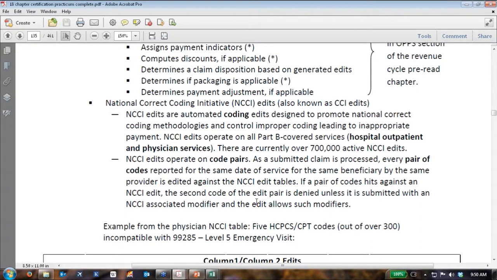And then the NCCI is a whole other set of edits that look at code pairs. We talked about medical necessity last time and how on the outpatient side, it's really codes that get edited. It's the presence of this CPT code with that ICD-9 or ICD-10 code that either makes sense or doesn't make sense. That's what the NCCI or CCI edits do. And notice there are lots and lots of those edits. Some of them are even secret. They're not even published. It's like the IRS doesn't publish the algorithms they use to select tax returns for audit. Similarly, CMS does not publish all of its CCI edits either.